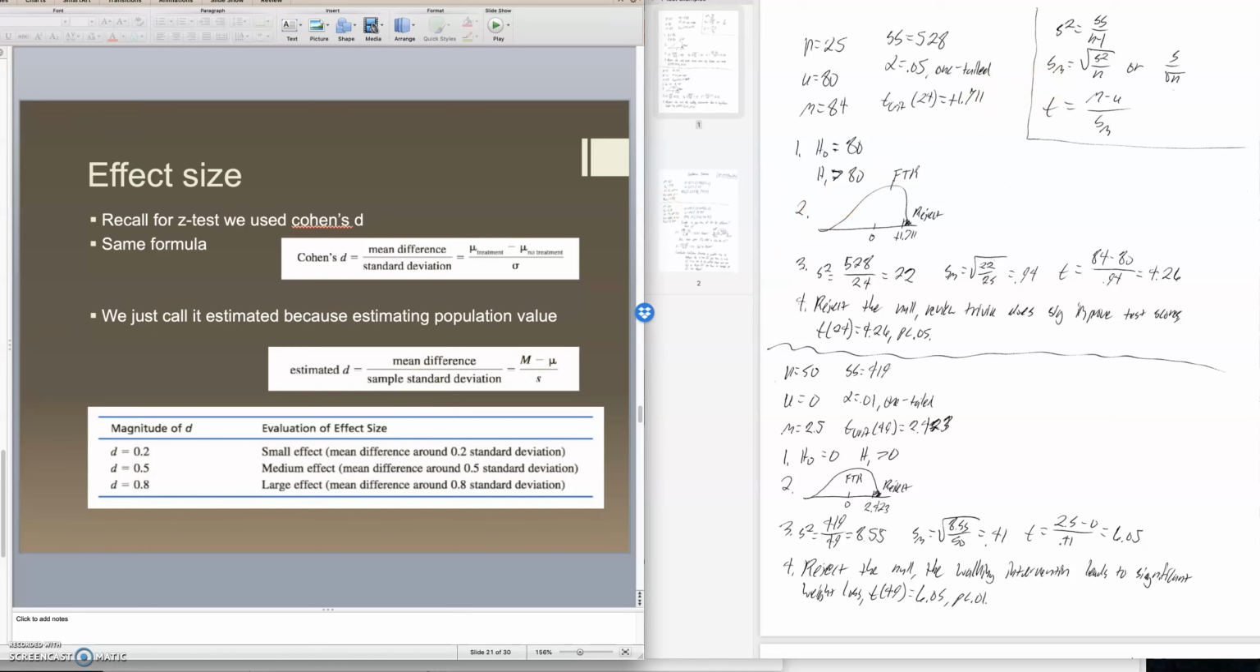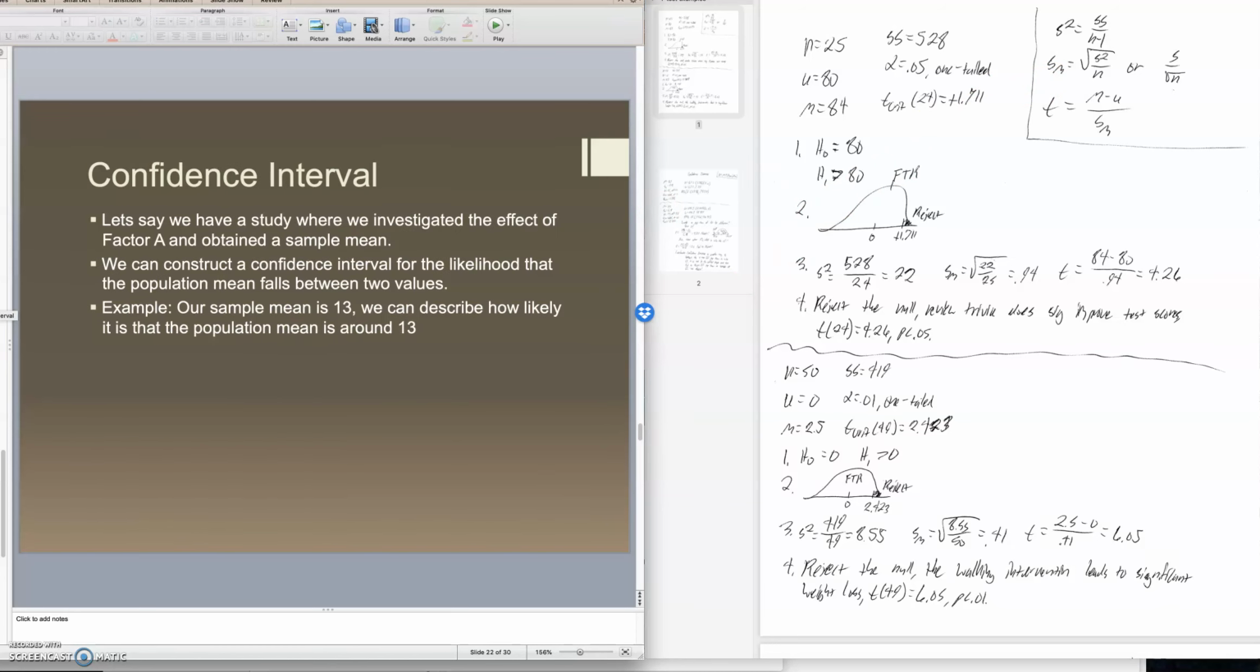Okay. The bulk of this video, I want to talk about confidence interval. Confidence interval is basically a way of saying I have a sample mean, but I don't know the population mean. But I can estimate within a degree of certainty where it might fall if the null is true, or if the null is not true. So it looks sort of like this.